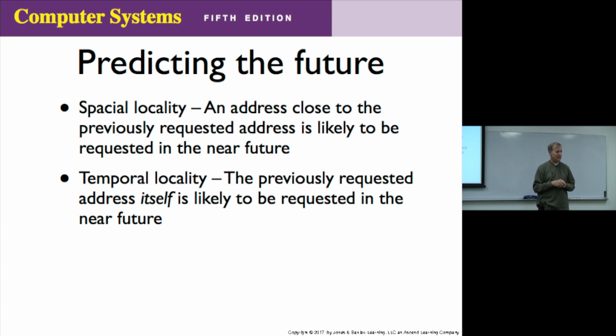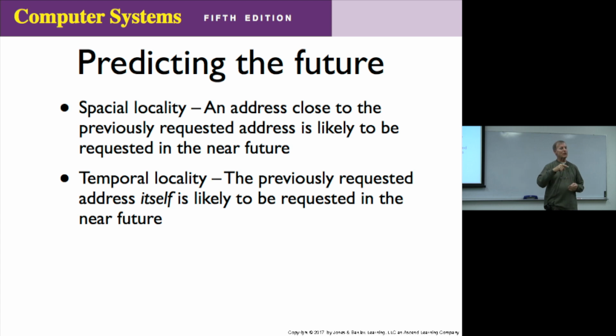There are two kinds of locality of reference: spatial locality and temporal locality. With spatial locality, an address close to the previously requested address is likely to be requested in the near future. And by the way, what about data? Suppose you're processing things in an array. How is the data of an array stored? All contiguous. So as you're looping through and processing the values in an array, they're all going to be close to each other.